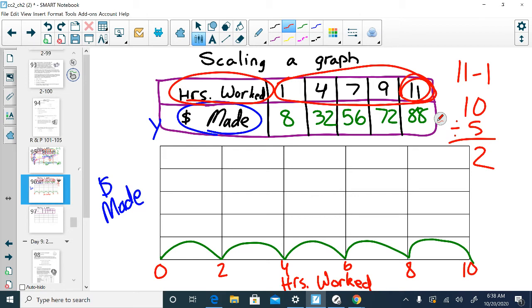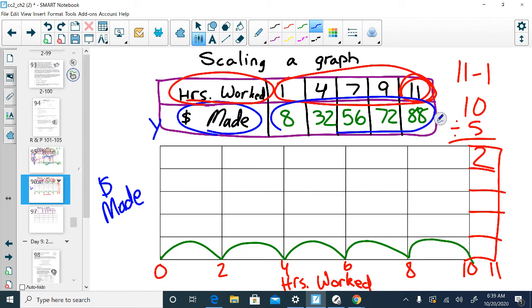And so you could, if you wanted, extend your graph a little bit and then put 11. Or if you decided to go up by 3s, 4s, or 5s, all of that would work as well. And then we're going to take a look at our y here.